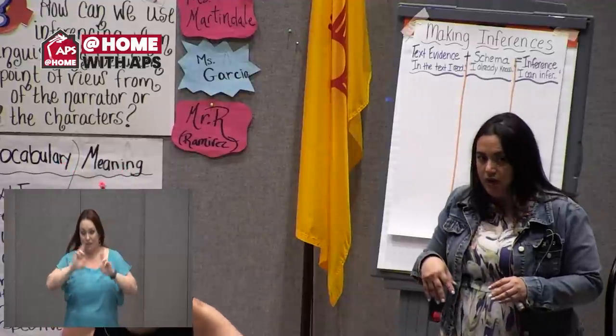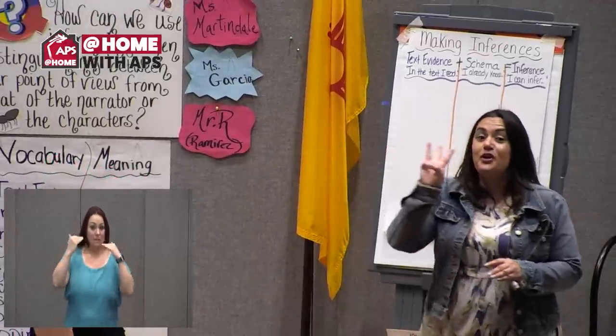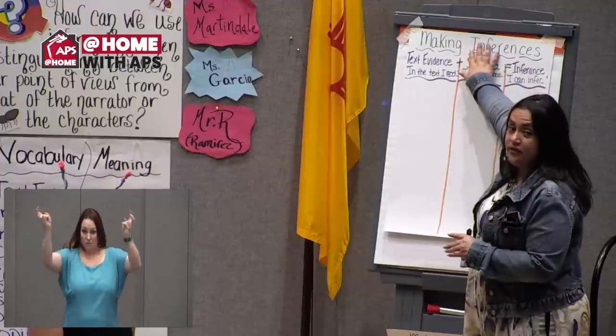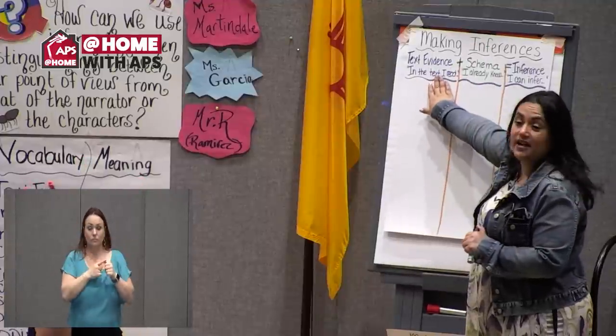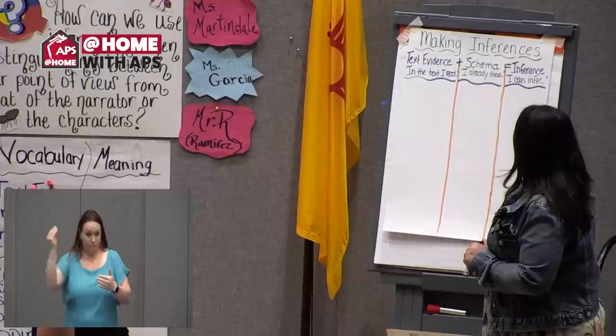So while Ms. Martineau gets comfortable, I want you to take your paper, fold it into threes, or maybe draw your three columns. Because remember, we stepped up from the two column notes. We are now doing three column notes. Make sure you don't forget your title. We're making some inferences here. First column, text evidence. Second column, our schema. Third column, our inferencing.